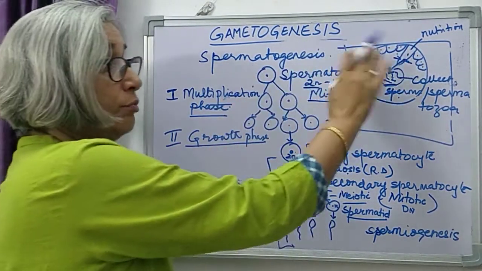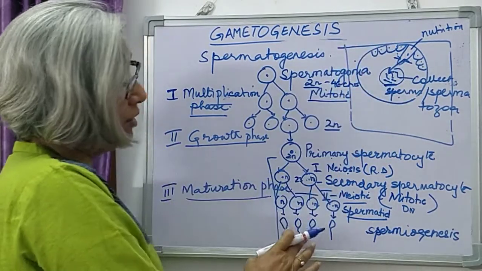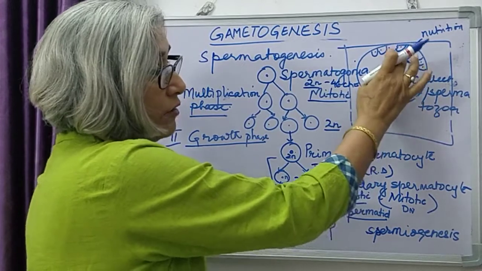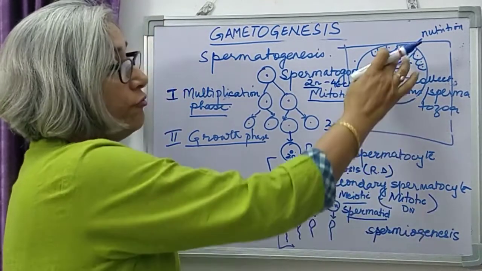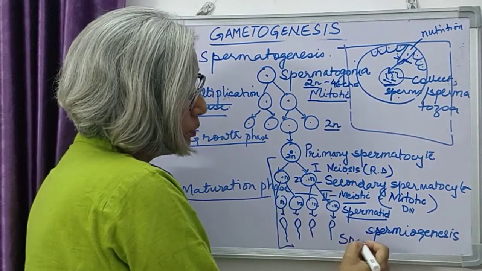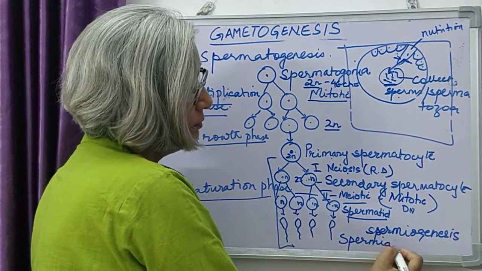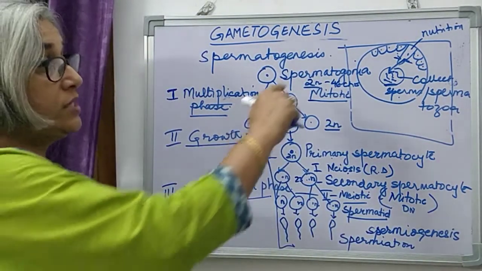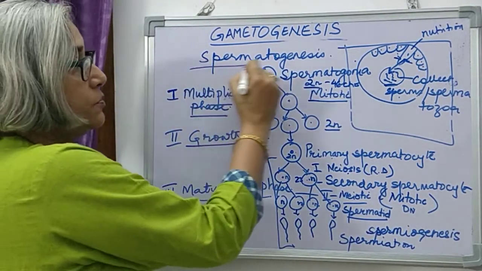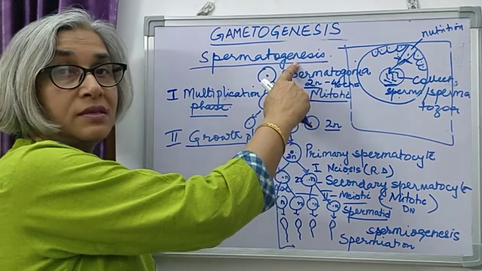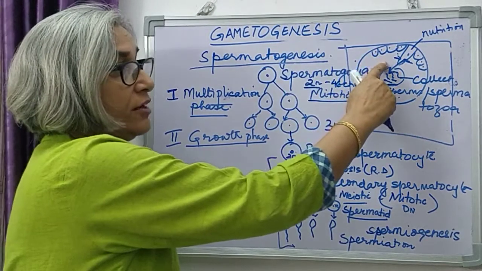The germ cells are forming the sperms. So this release of sperms after spermiogenesis from the Sertoli cells into the lumen is called spermiation. Before I erase this, now you see what the different terms are. Spermatogenesis is formation of sperms in the seminiferous tubules.